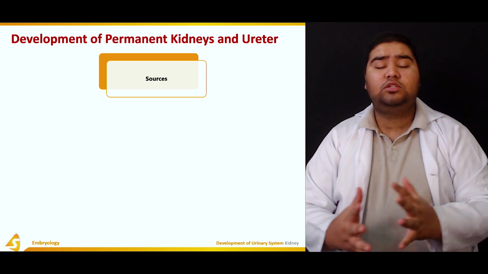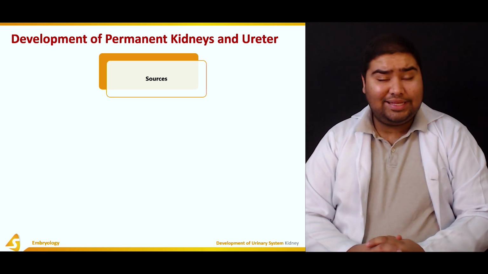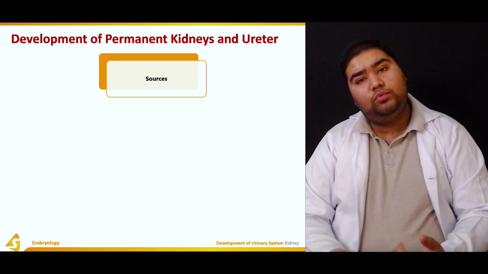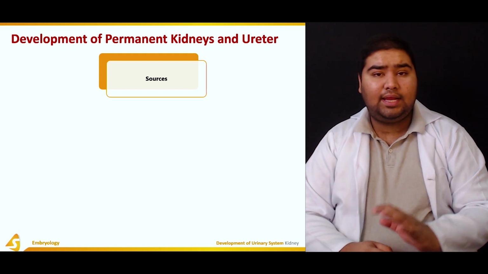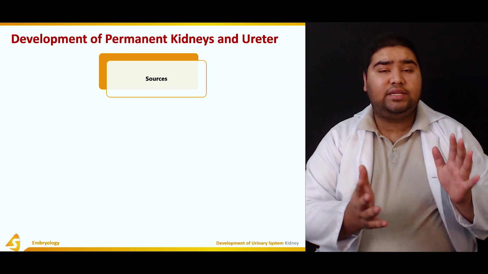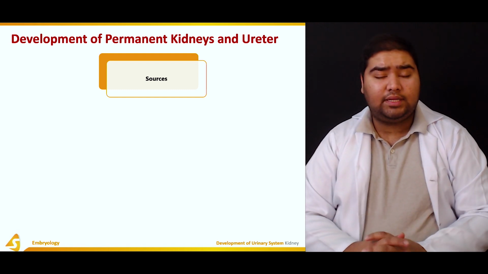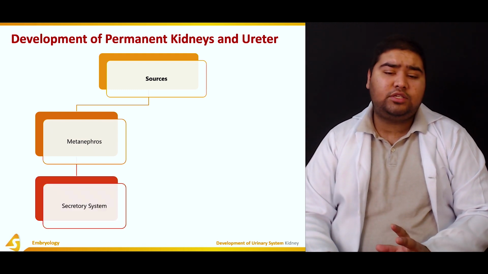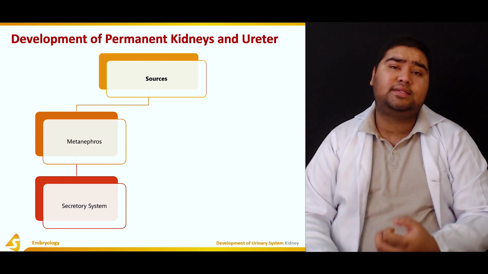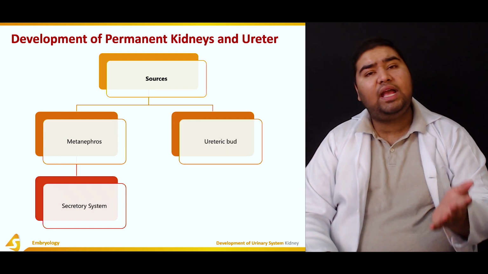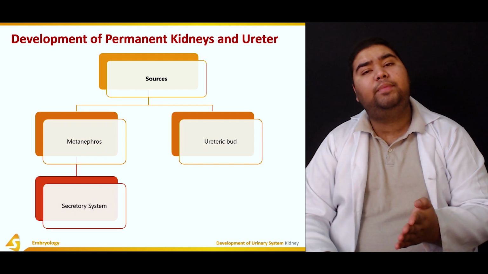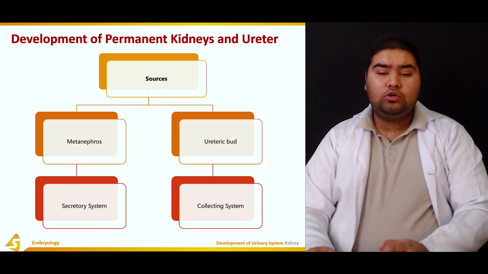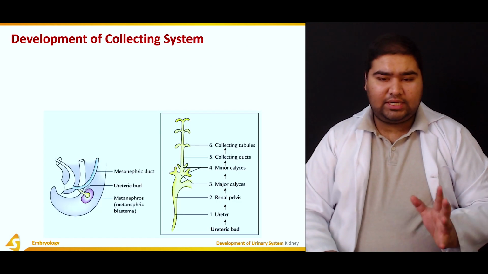So first of all, the sources of the kidney. There are two sources of the adult kidney. We'll see what these two sources are. The collecting system of the kidney is formed by a different source, and the secretory system by a completely different source. So we have the metanephros, and the metanephros is responsible for the formation of the secretory system of the kidney. And then we have the ureteric bud. The ureteric bud is responsible for the formation of the collecting system of the kidney. So we'll see what happens.